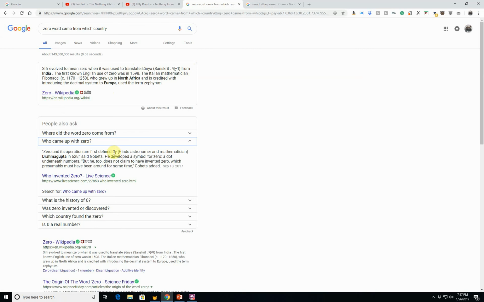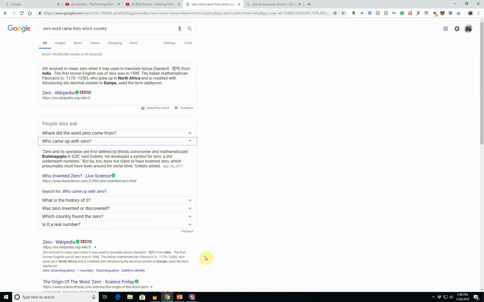So this is the zero entry from Wikipedia. We can see zero and its operation are first defined by Hindu astronomer and mathematician Brahmagupta in 628. He developed a symbol for zero, a dot underneath numbers, but he did not claim to have invented zero, which presumably must have been around for some time. So we don't really know where it came from, but it looks like it came from India.